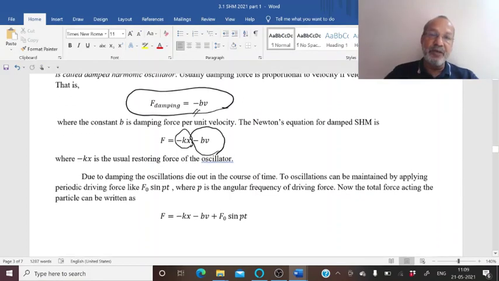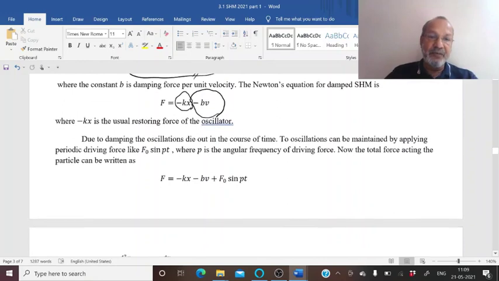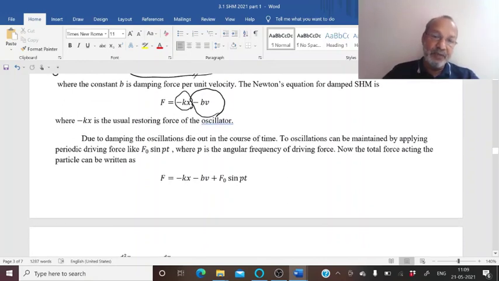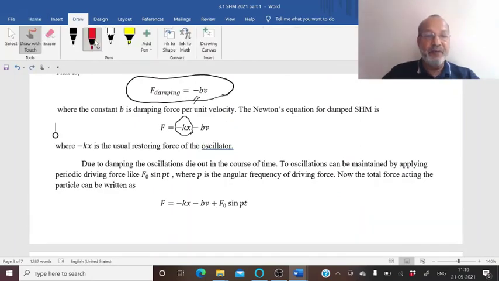Now suppose in order to maintain oscillation, we are supplying a force which is also oscillating. We are providing some force which is F0 sin pt. So that force is also oscillating with the time period 2 pi by p. This p and omega etc. are called angular frequency in the terminology of SHM.